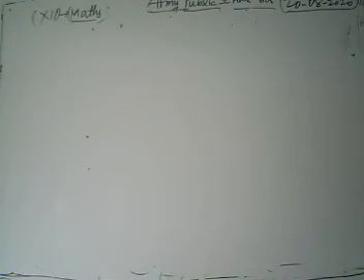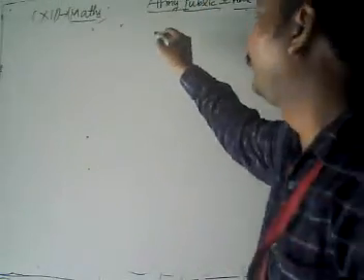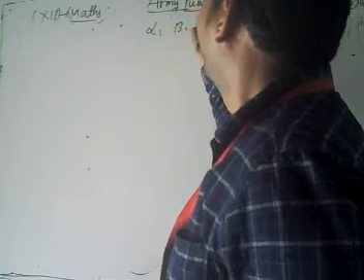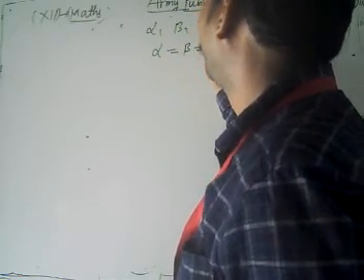Let's take the next question. Find the direction cosines of a line which makes equal angles with the coordinate axes. Yesterday we discussed that the directed angles are given by alpha, beta and gamma. It's given that the directed angles are equal, meaning alpha equals beta equals gamma.